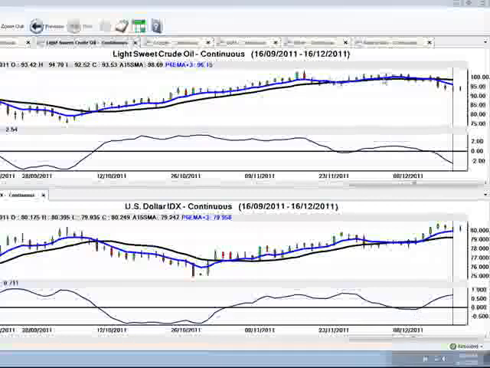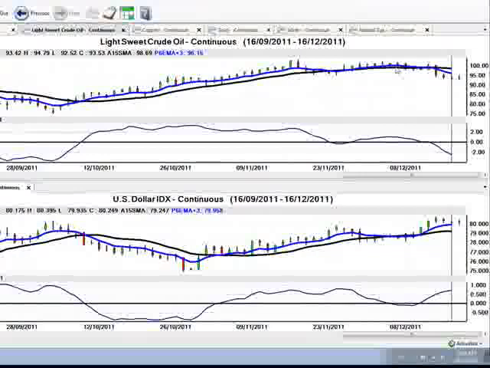Now, during this period of consolidation on the light sweet crude oil, I showed in the past weeks the high correlation we have to the S&P 500, and the two are basically moving together. Light sweet crude oil after this consolidation period is now breaking significantly lower. We're not oversold yet.